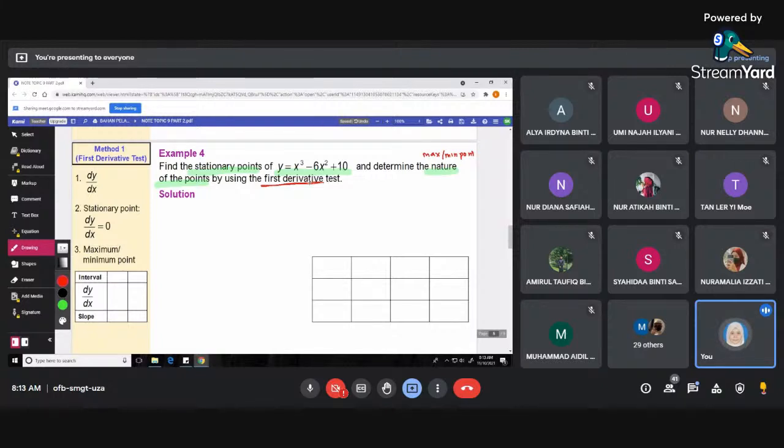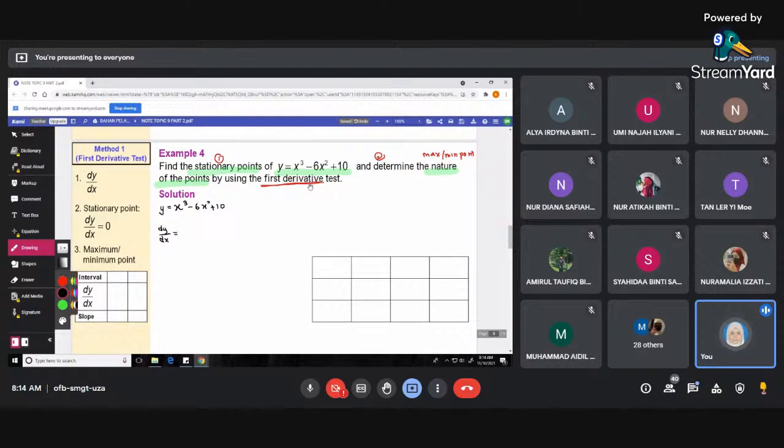To solve by using first derivative test, at the end you will draw a table. So sekarang ni, there are two questions. First stationary point and nature of the point. So, first, we rewrite the question. Y equal to x cubed minus 6x squared plus 10. What's your first step? We need to find dy dx. So we draw here dy dx.